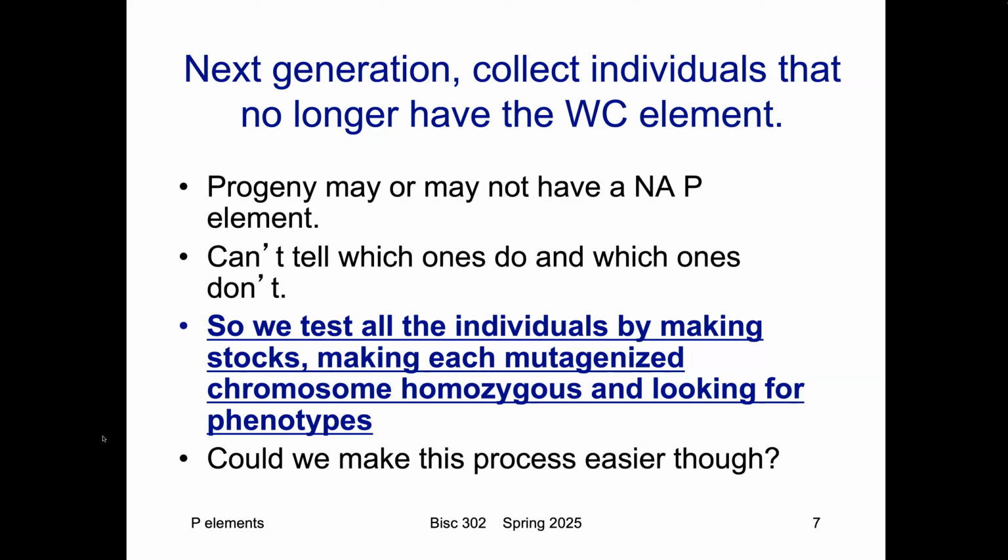And then instead of making thousands of crosses with individuals, making those chromosomes homozygous, seeing if there's a phenotype or not, all we have to do is find the flies that have a P-element and then test them for homozygous phenotypes. And it cuts the work down by many fold. So it's a big time saver.